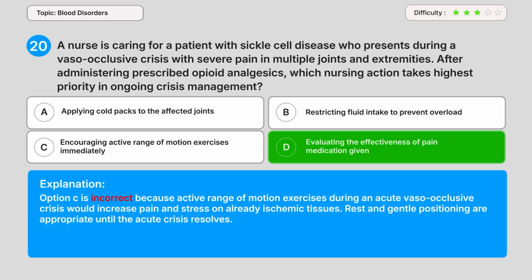Option C is incorrect because active range of motion exercises during an acute vaso-occlusive crisis would increase pain and stress on already ischemic tissues. Rest and gentle positioning are appropriate until the acute crisis resolves.